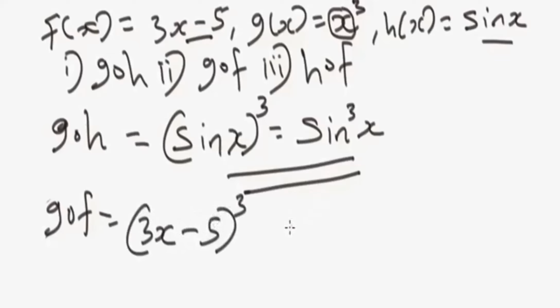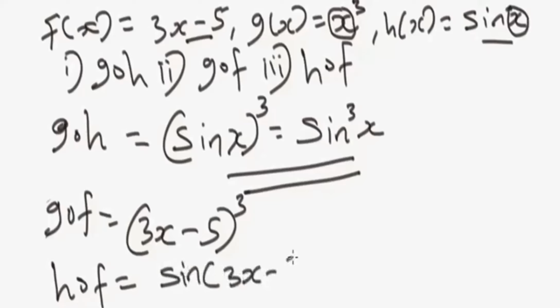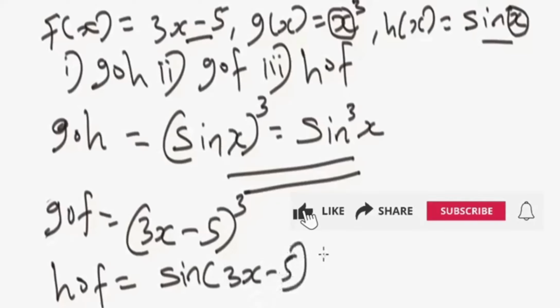And lastly, our h of f will be, take the value of f, 3x minus 5, and plug it under h, under this x of h. So indeed, we are going to have sine in bracket 3x minus 5, and that will be the answer.